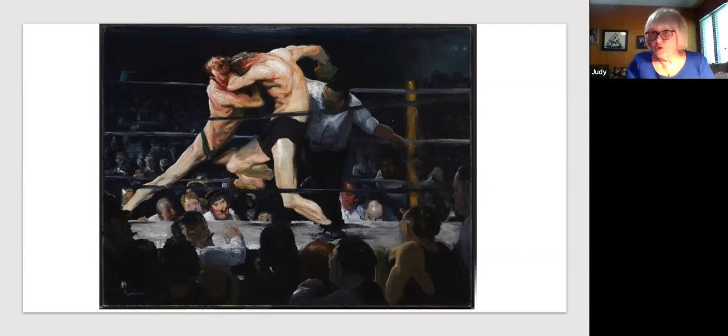I'm sure if I did this interactively, you would have told me right away that you notice the play of light and dark, and your eye probably goes straight to those two boxers. I wasn't sure if they're wrestlers or boxers, but they were boxers. And you see the referee, and it's a very typical arrangement of a painting, in which the two boxers form a triangle, and that gives a steady form.